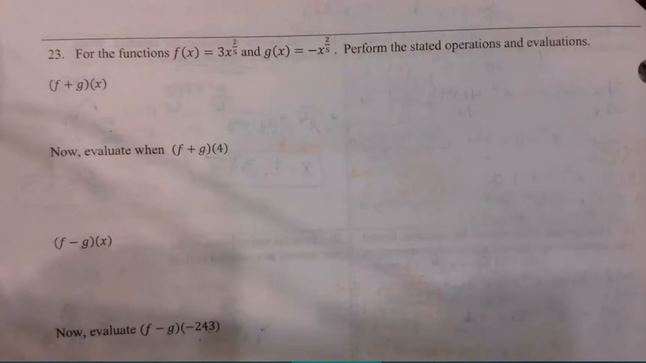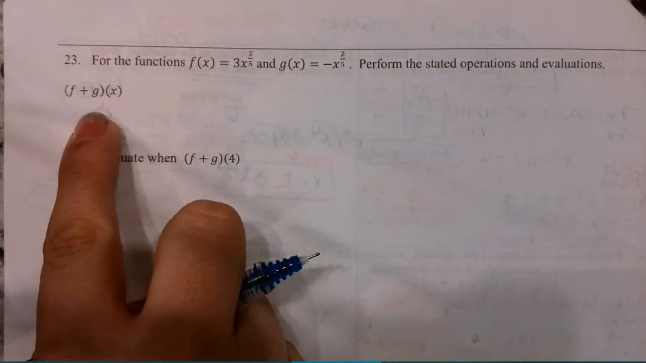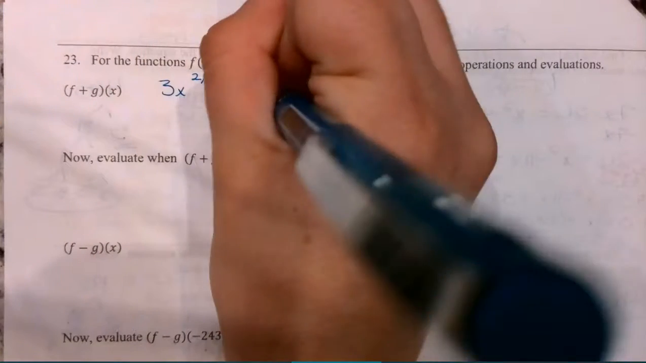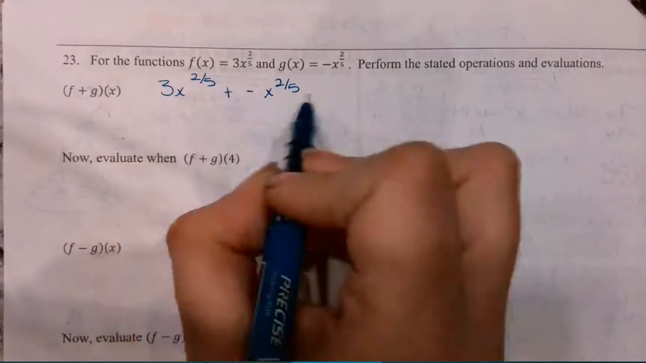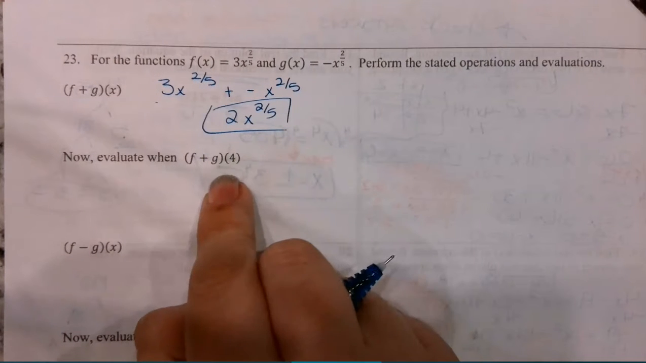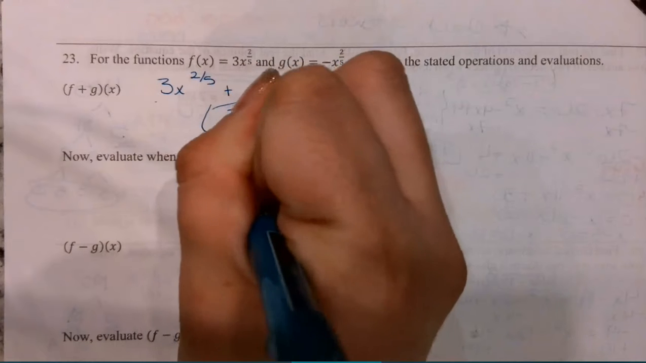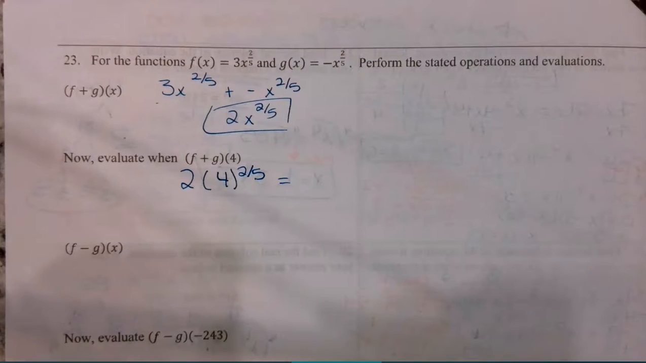Okay, so on these ones I'm doing function operations, and then I am plugging in values. So the first thing I want to do is find the addition of the two functions. So I have 3x to the 2/5 plus negative x to the 2/5. They have the same exponent, so I can add them. This is the same thing as 3 minus 1, which gives me 2x to the 2/5. Now that I know what they are added together, I can just plug in 4 for x. So I have 2 times 4 to the 2/5. I can type this straight into my calculator.